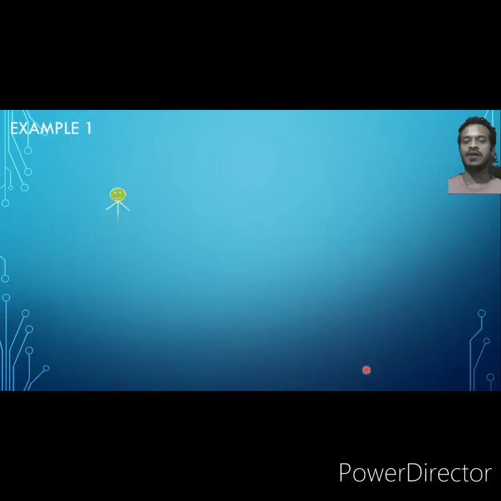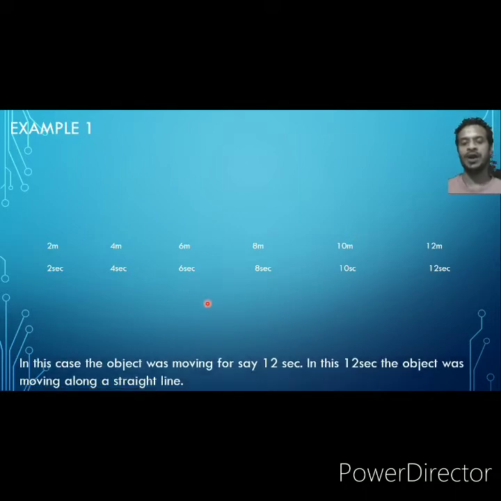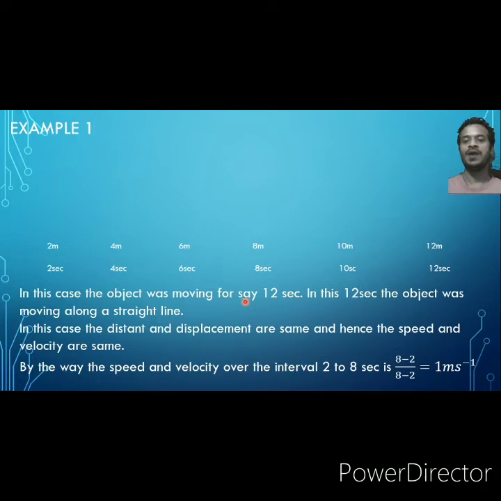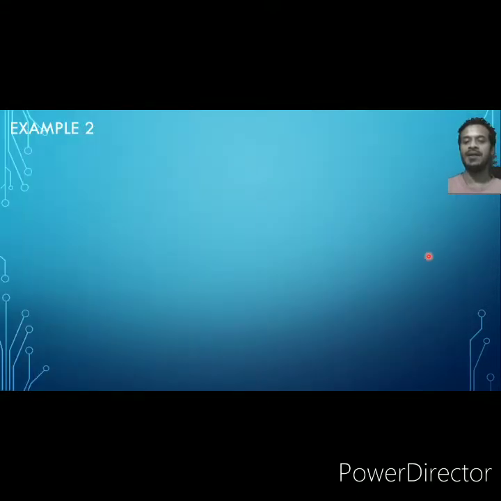Next, the first example, of a man moving. The man is moving and its time and position values are shown here. This is an example of uniform motion again. So here you see, if you take the interval from 0 to 12 seconds, in this interval, the body was constrained to move in a given direction. So its distance and displacement were the same, and hence its speed and velocity.